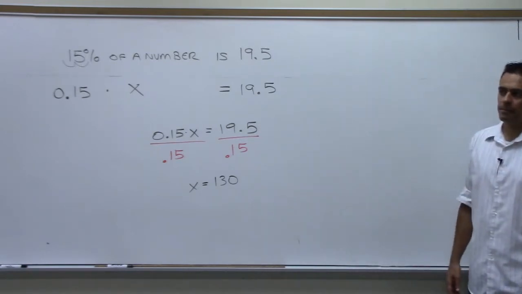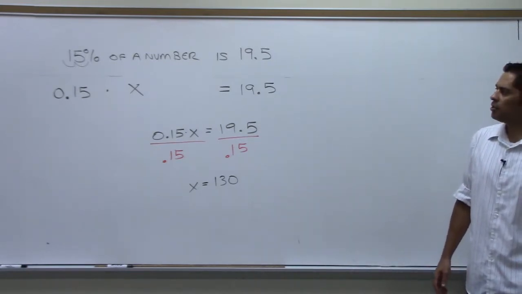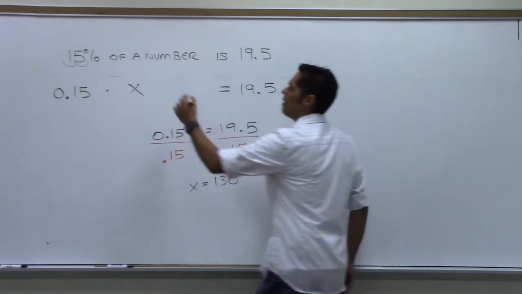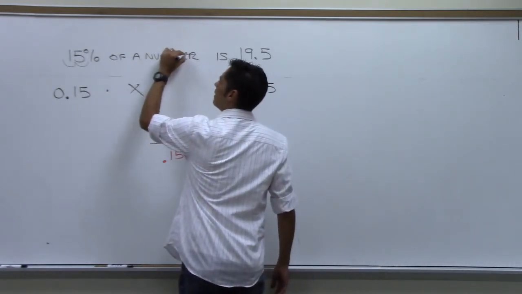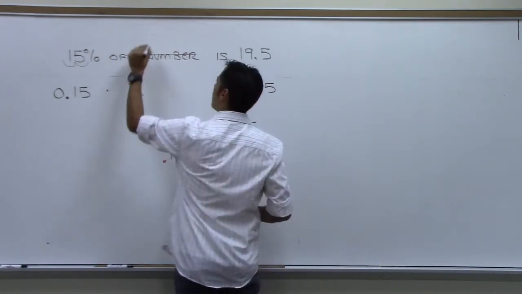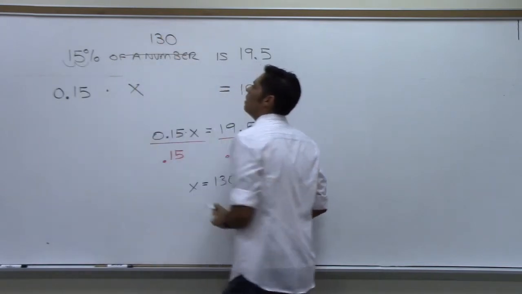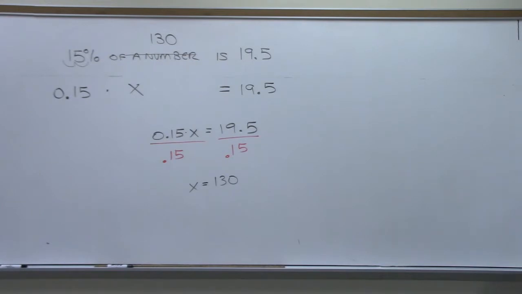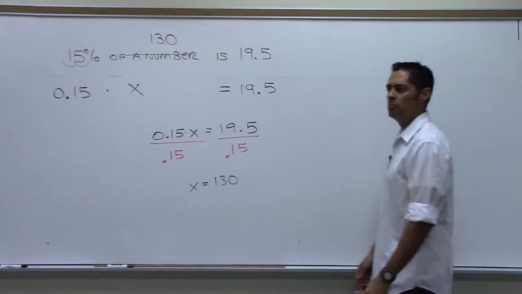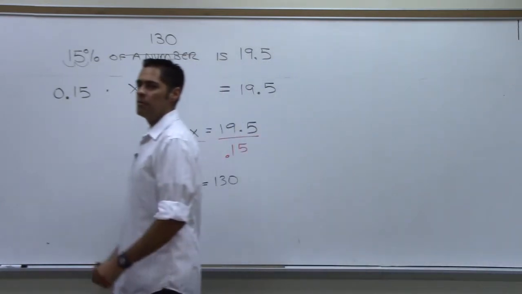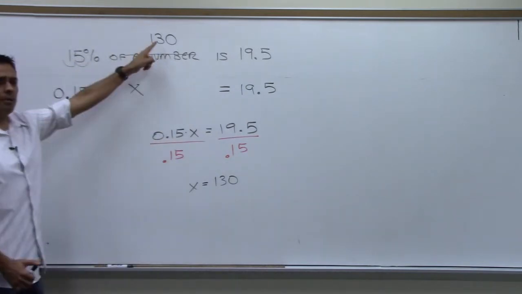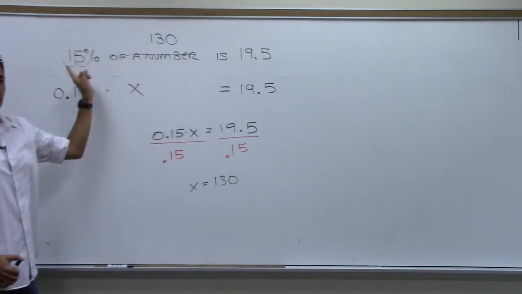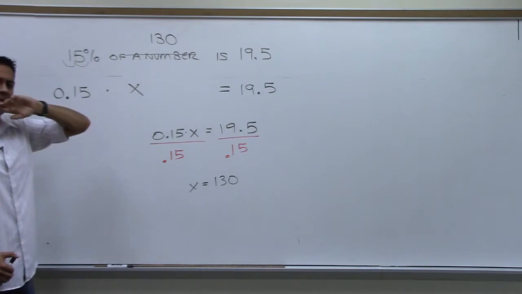All right. Good? Let's just check it. What I mean by that is, of a number, I'm going to say of, what's the number, 130? 15% of 130 is 19.5. Is that reasonable to you? Do you know what 10% of 130 would be? 10%? 13?